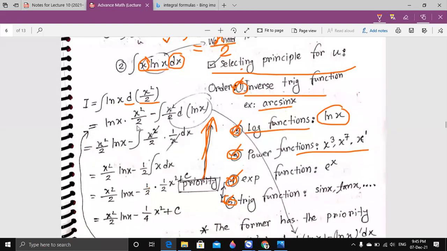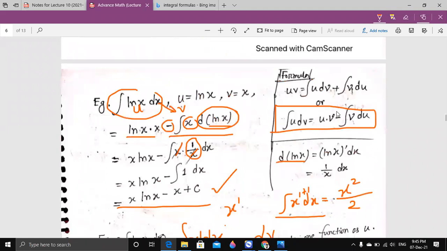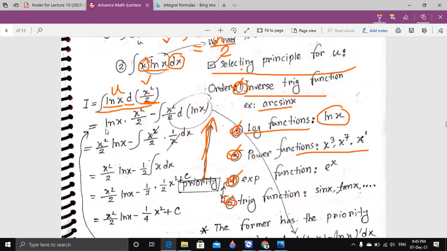Okay. So now here is integration of u dv, right? This is u and this is v. So integration of u dv. From the formula, we know that it will be u multiply v minus integration of v du. So we write down here u multiply v minus integration of v and du.